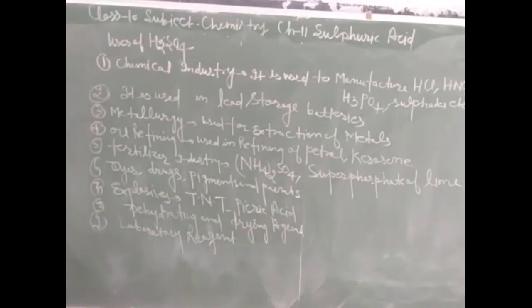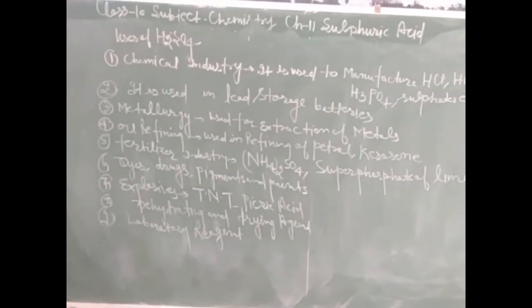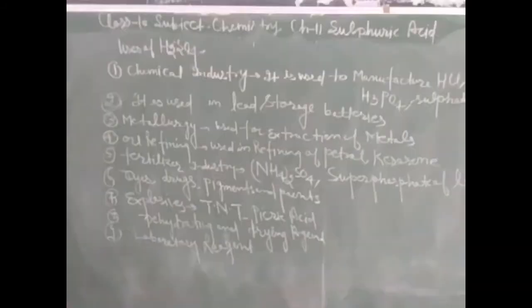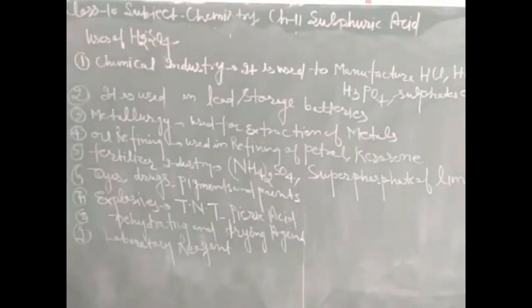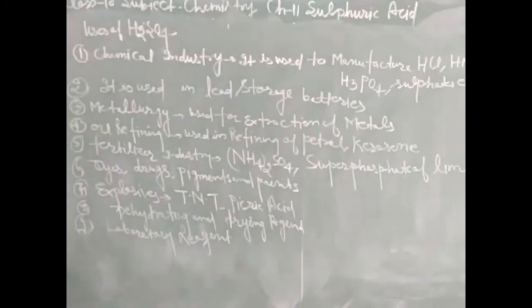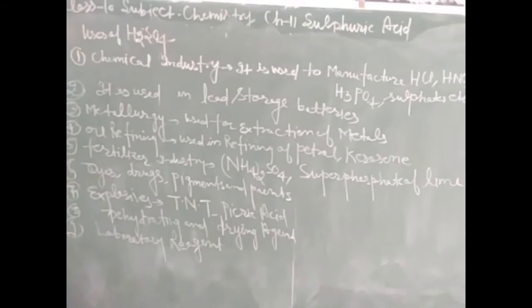Our next use is in metallurgical processes. We know that metallurgy is the process of extracting pure metals from their ores, and concentrated sulfuric acid is used in the extraction of metals from their ores. Next is the use in oil refining. Concentrated sulfuric acid is used in refining petrol, kerosene and other lubricants.